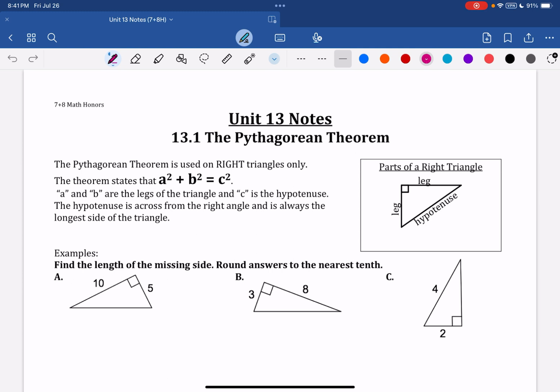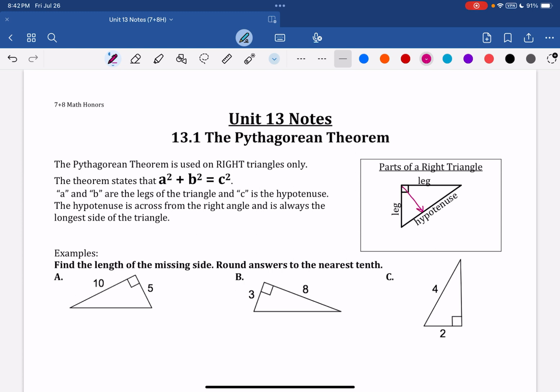It's probably one of the most famous mathematical theorems, named after Pythagoras, who was a Greek philosopher and mathematician. It is used on right triangles only. Right triangles have three parts. They have two legs and they have a hypotenuse. The hypotenuse is always the longest side and it is across from the right angle. So that's kind of like a little arrow that points to the hypotenuse.